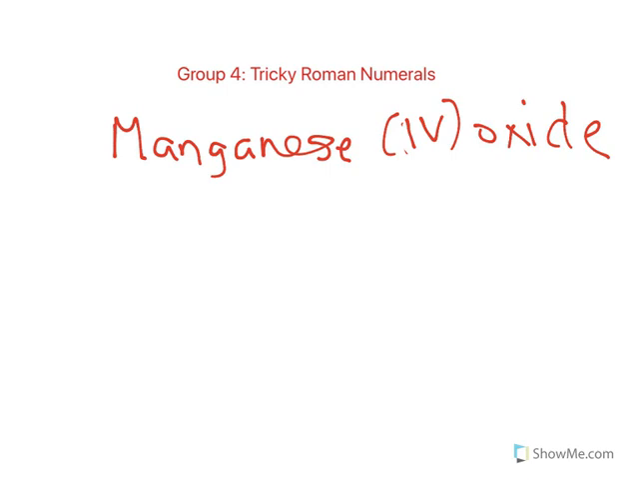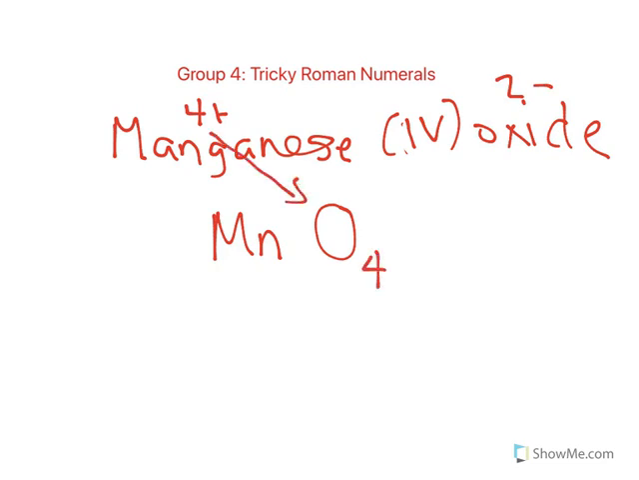Those are different elements. Manganese is a transition metal with a symbol of Mn. Oxygen is O. Manganese, they've told us, is 4 plus. Oxygen, we know, is 2 minus. So I take the 4 from manganese and put it on the oxygen down here. I take the 2 from oxygen and put it down here. Now, can I leave it like this? No. It has to be reduced.